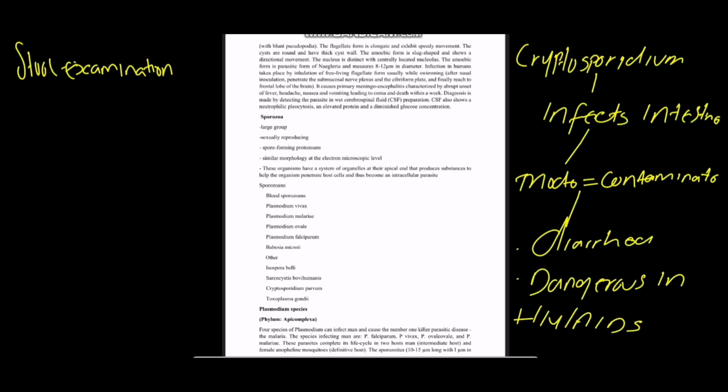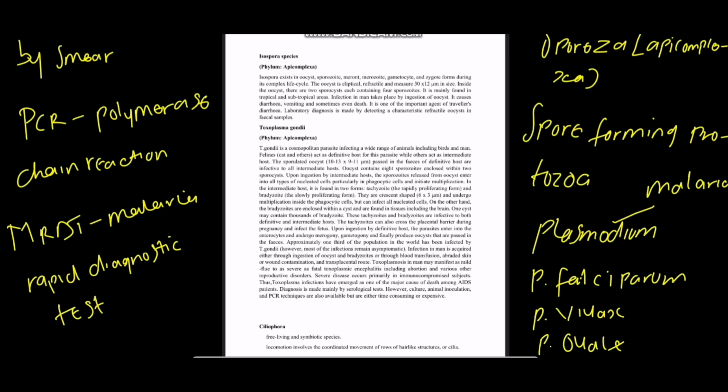Then let's move to the other example of Sporozoa, which is the Cryptosporidium. The Cryptosporidium is a protozoan parasite that infects the intestine. It primarily affects the intestine.